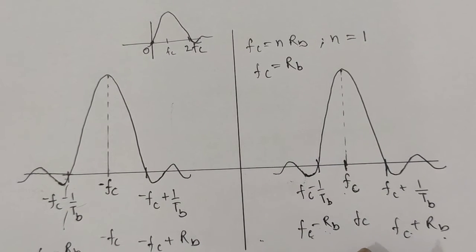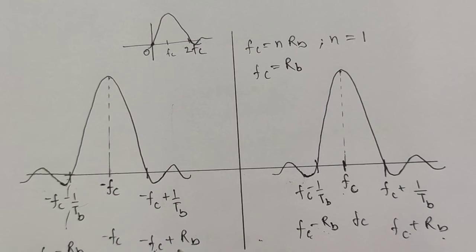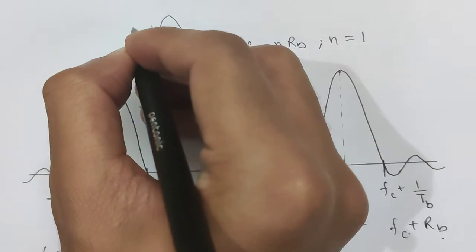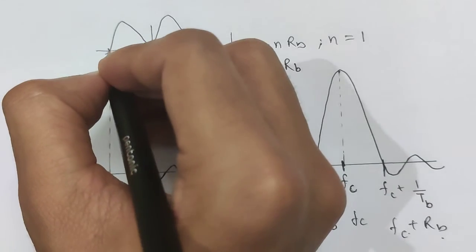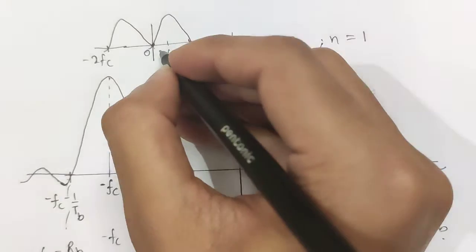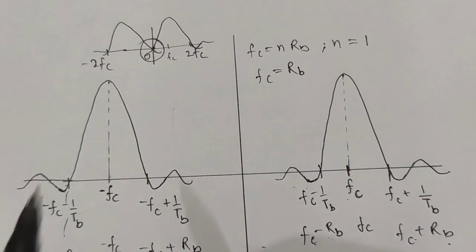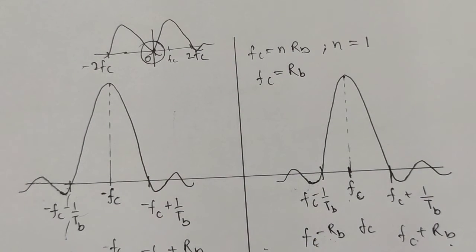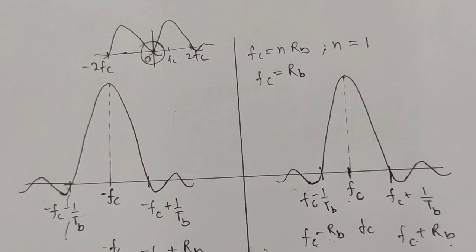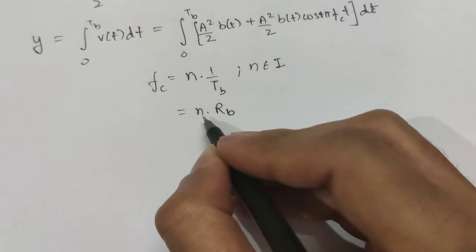The same story goes here also. Minus fc plus fc, that is 0, right? So this is like this, and this will be minus 2 fc. Now what we can see here is there is an interference, right? To avoid this interference, we take a larger n value so that these lobes are found far apart. We have seen now why we take larger values of n.